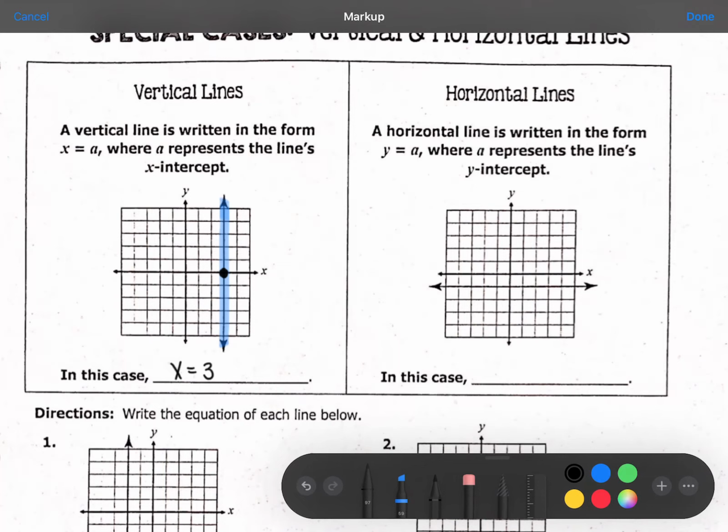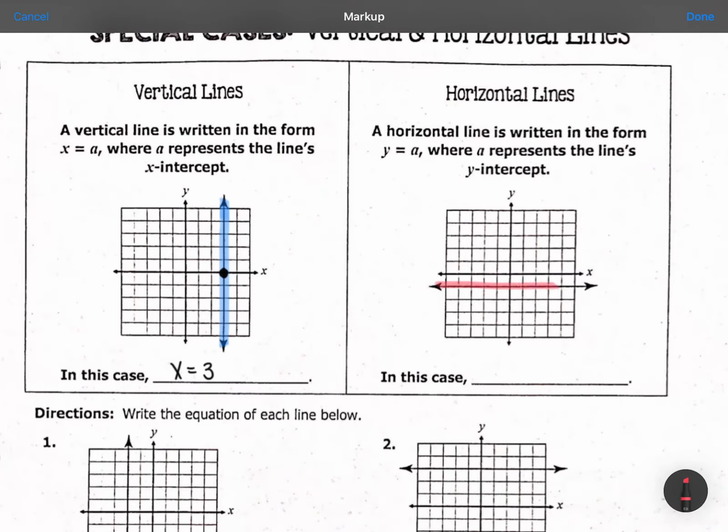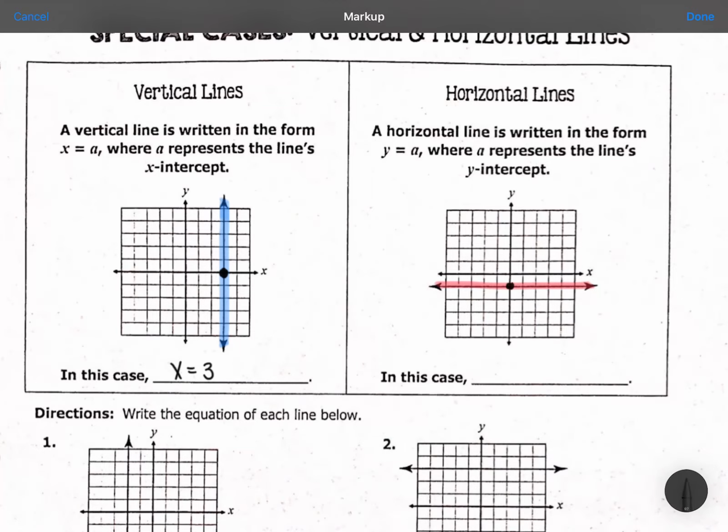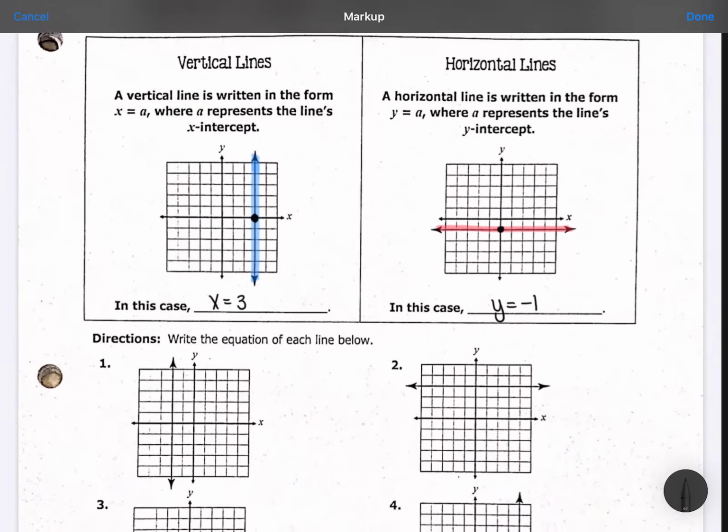Horizontal lines, again, I can't really see my horizontal line, so I'm going to make it pop out for you. This one is written in the form of y equals a, where a represents the line's y-intercept. In this case, again, you might want to find your y point, which is -1. So this equation is y equals -1. It doesn't touch the x-axis, so there's no x in the equation. Again, that may be an easy way to remember that. All right, so super simple.